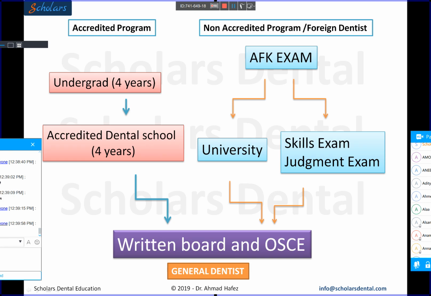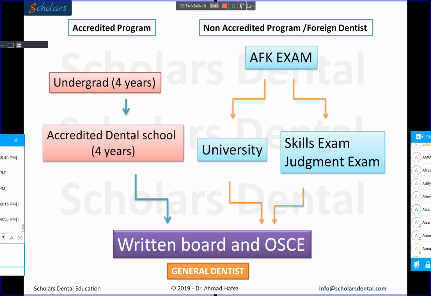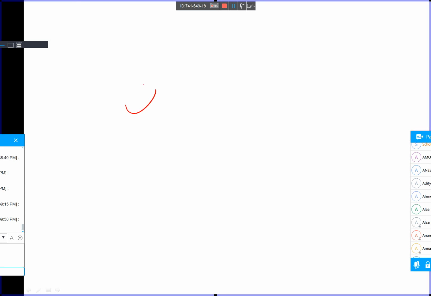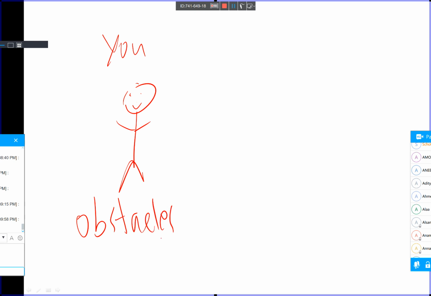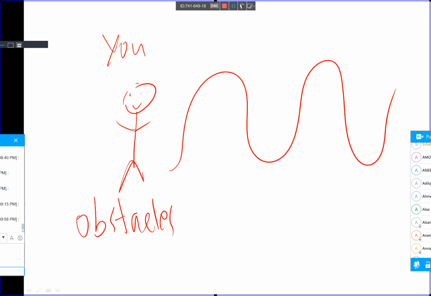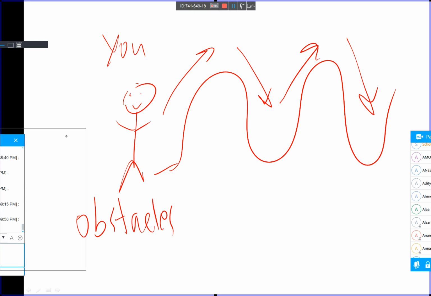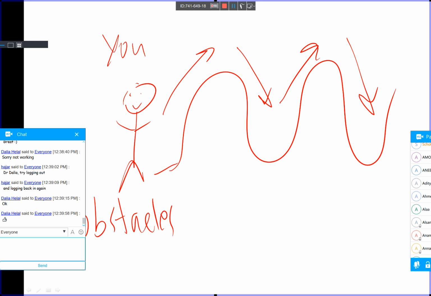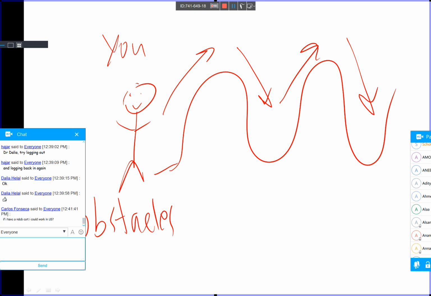So let's go back to the chart here and talk about what kind of mindset you have to have for this. Now, I could tell you stories about people, but you're going to have obstacles, okay? There will be obstacles for sure. Everybody has obstacles. There will be obstacles in your way, and your job is to overcome these obstacles one after another. It's not my job to overcome them for you. What I could help you with is knowledge and educate you. I'm going to help you with the AFK exam, with teaching. But everybody's going to have obstacles.